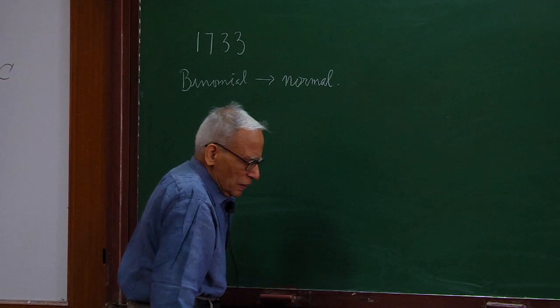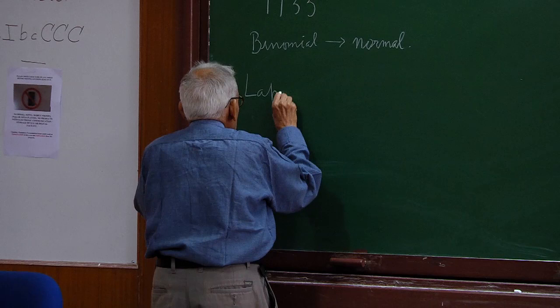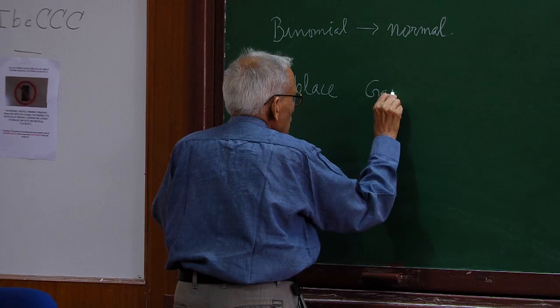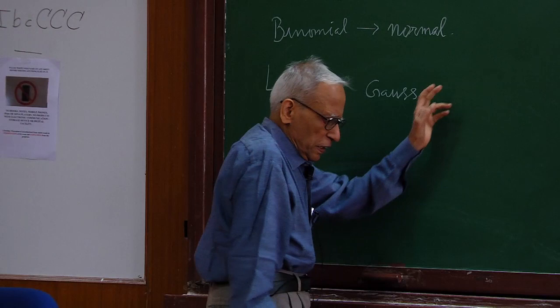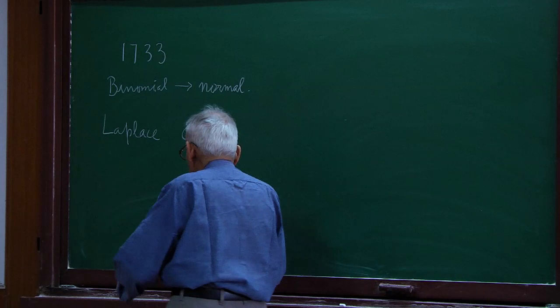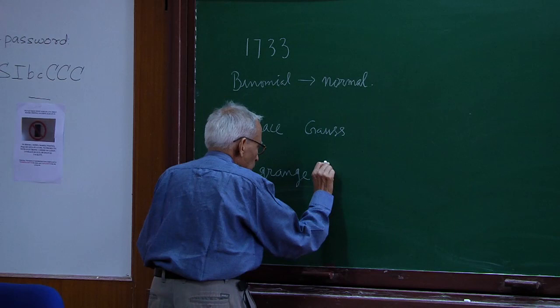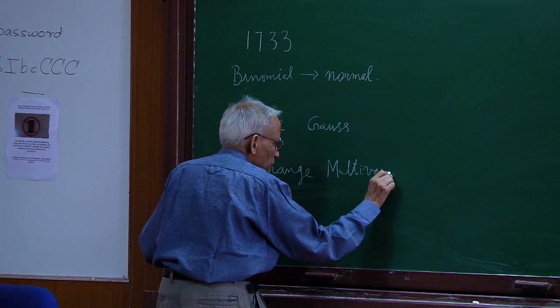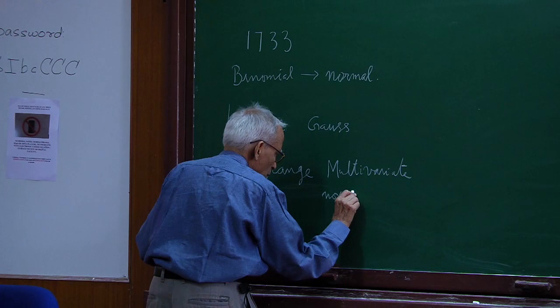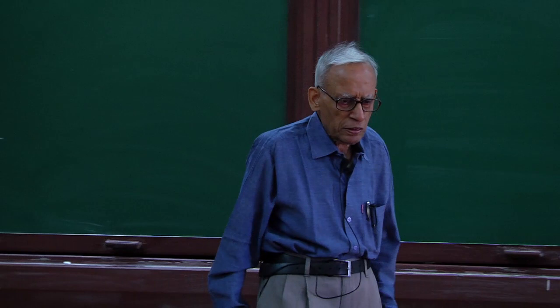Later, Laplace and Gauss, in their theory of errors, made a more detailed investigation of this kind of limits, but that was on the real line in the beginning. It was Lagrange who introduced the so-called multivariate normal distribution in full glory, with its mean vector and covariance matrix and all the normalizing constants in order.